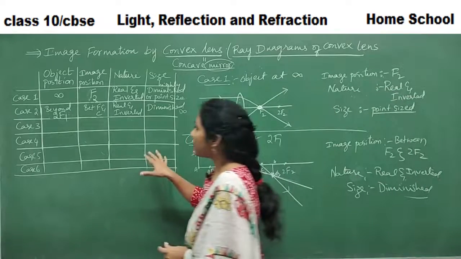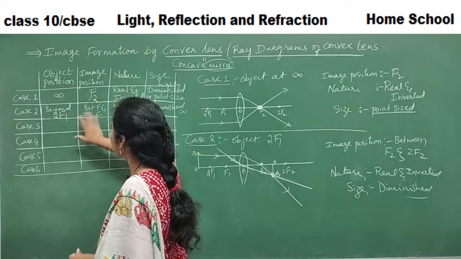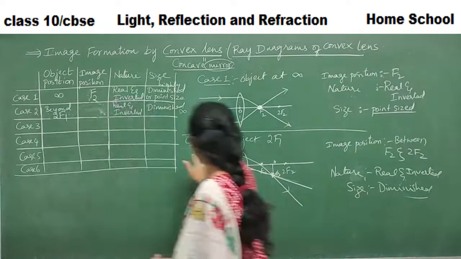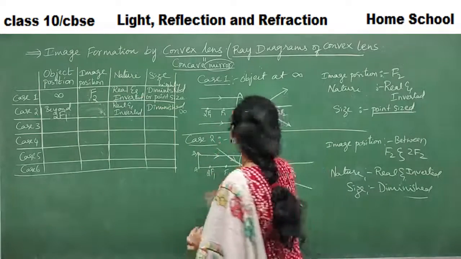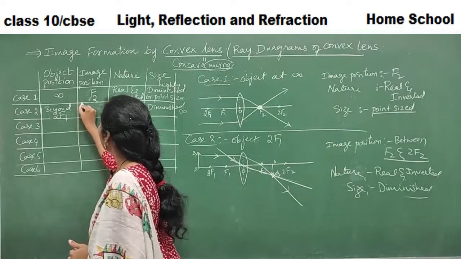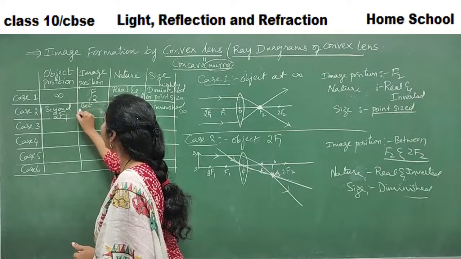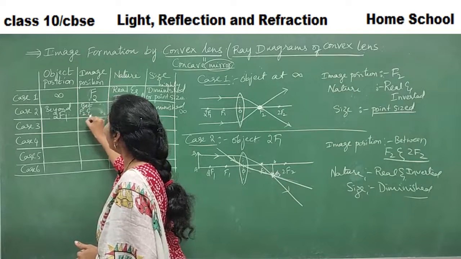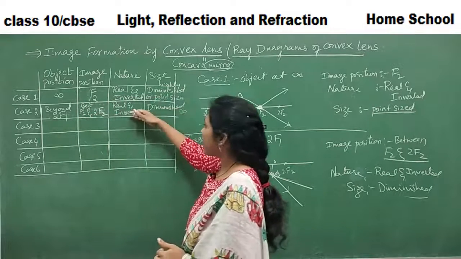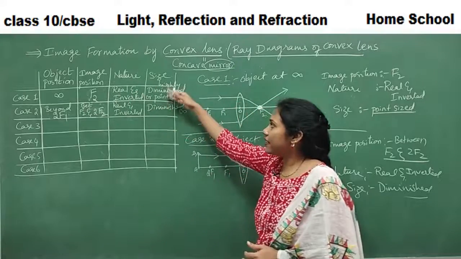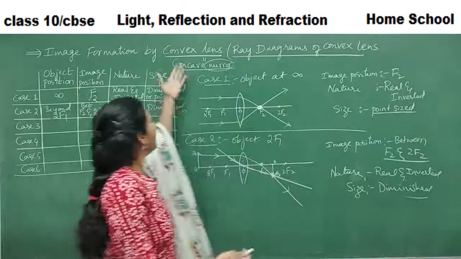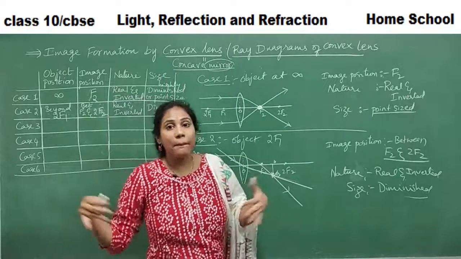So let me make changes here. The object is kept beyond 2F1. So where is my image formed? The image is formed between F2 and 2F2. And then these things are the same. Nature is real and inverted, size is diminished. See how similar it is with the concave mirror, right? That's why I am comparing here.